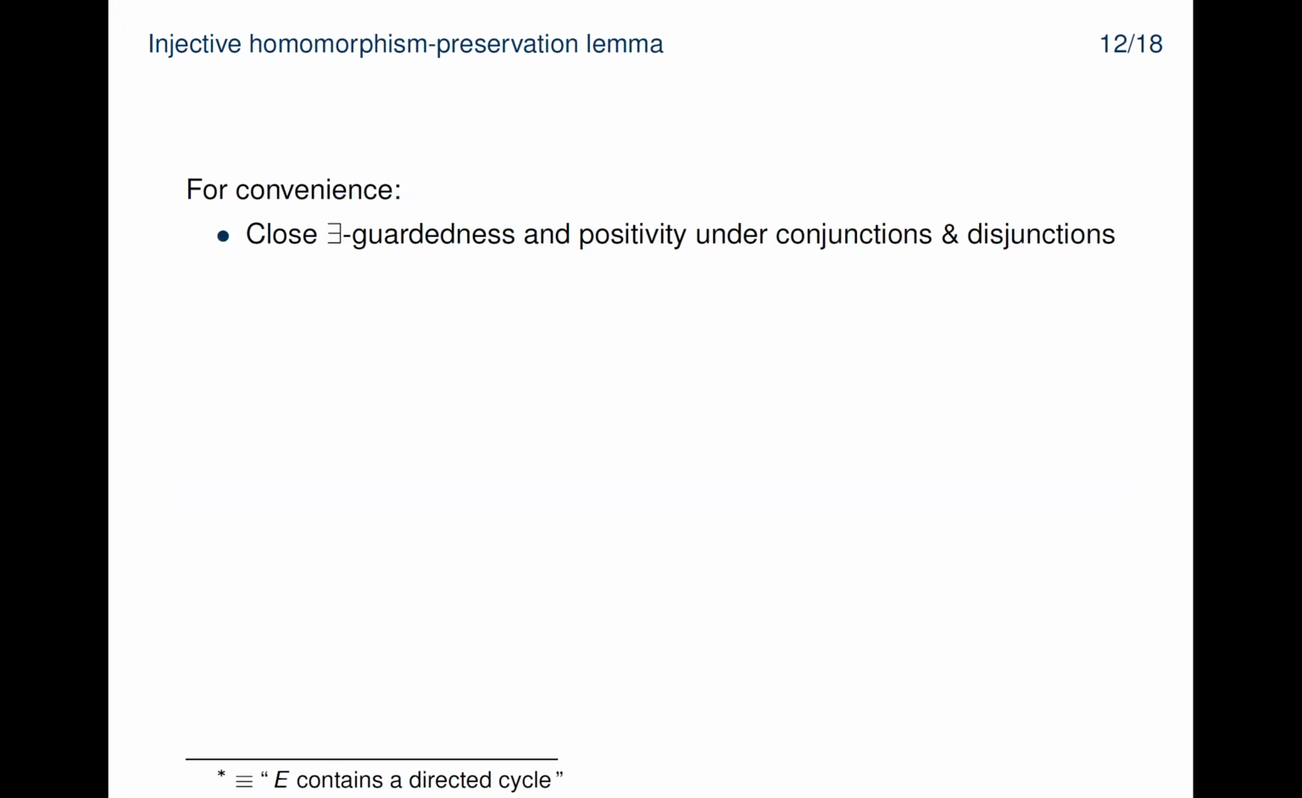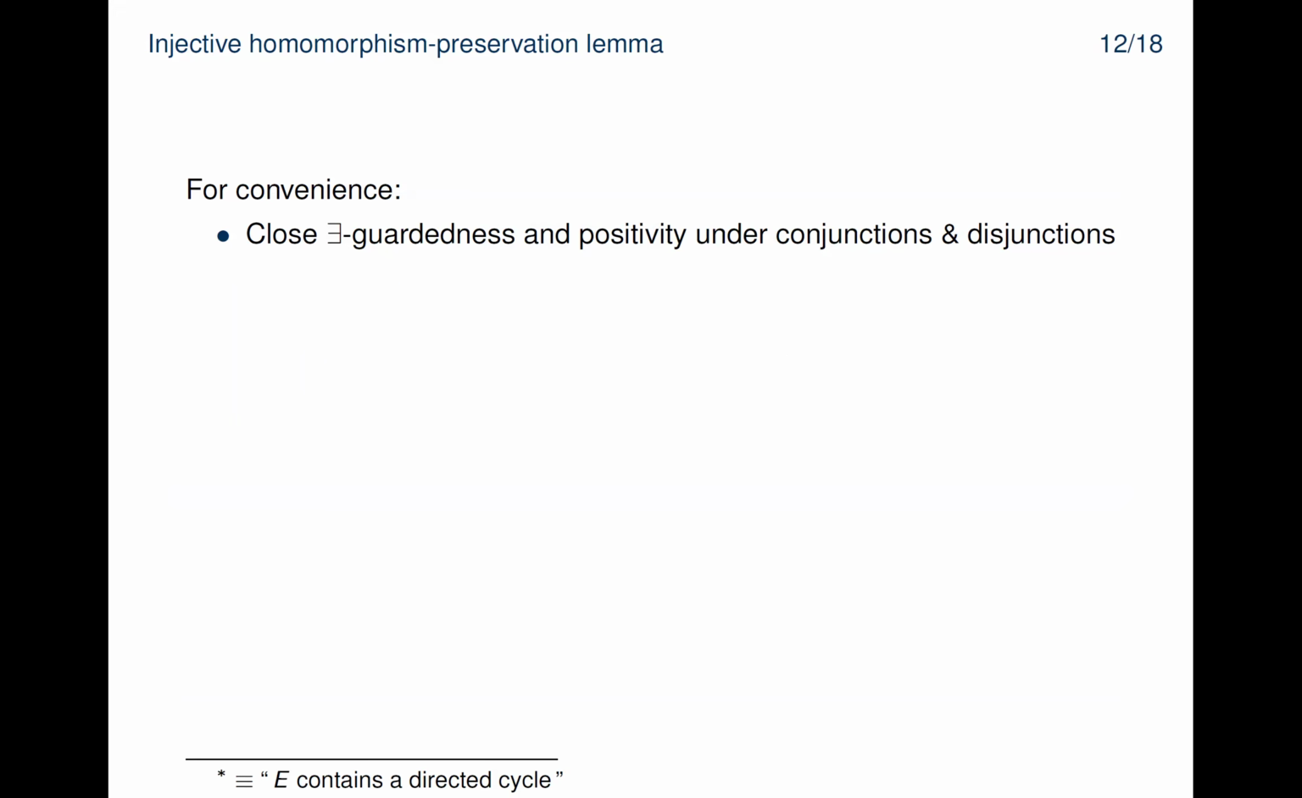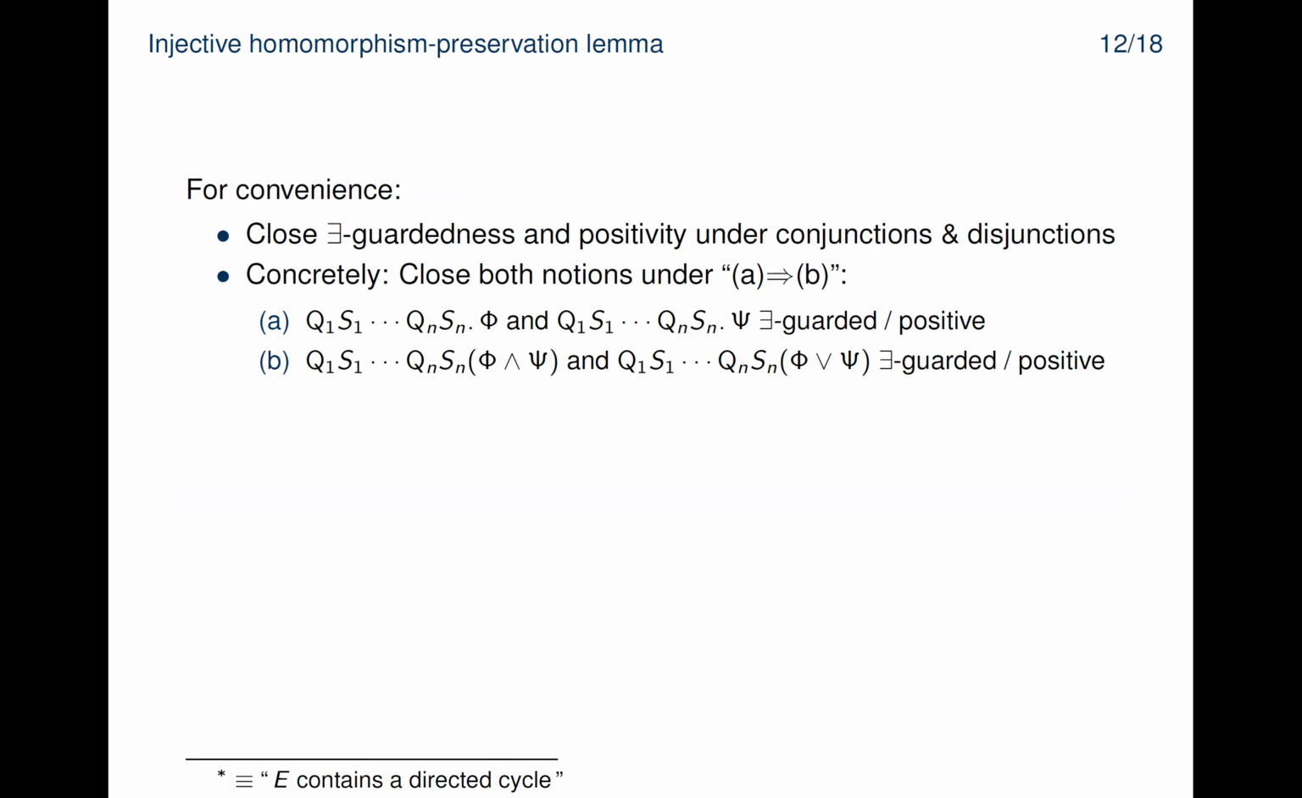For convenience, in our results, we also close this notion under conjunctions and disjunctions internally. By that I mean that if we have two sentences where we have some quantification over S1 all the way to Sn, these will be some second-order variables, right? And we have a similar sentence with the same prefix, and we know that they're both existentially guarded and positive, then also this internal conjunction and disjunction should be existentially guarded and positive.